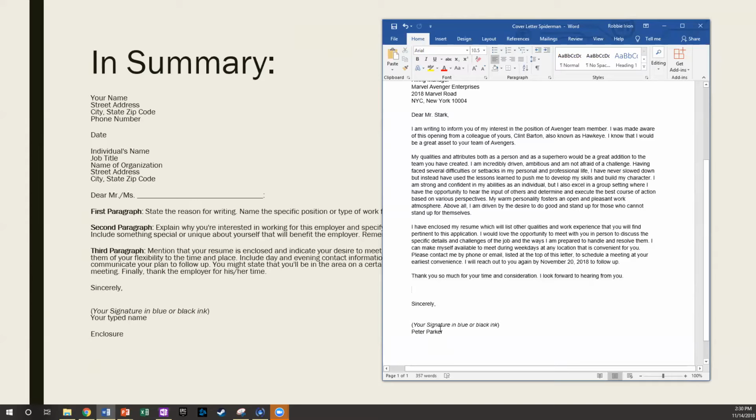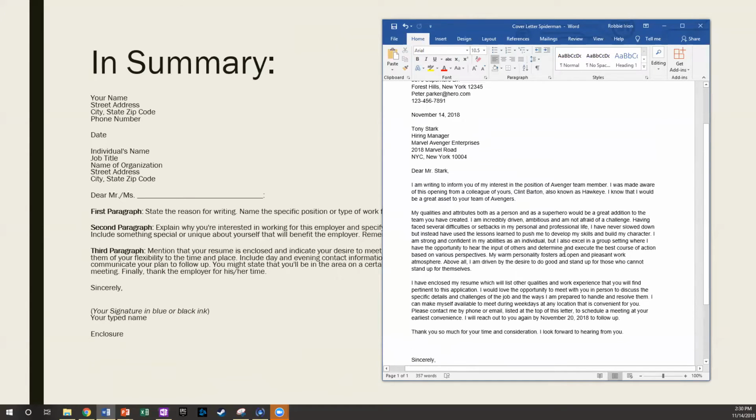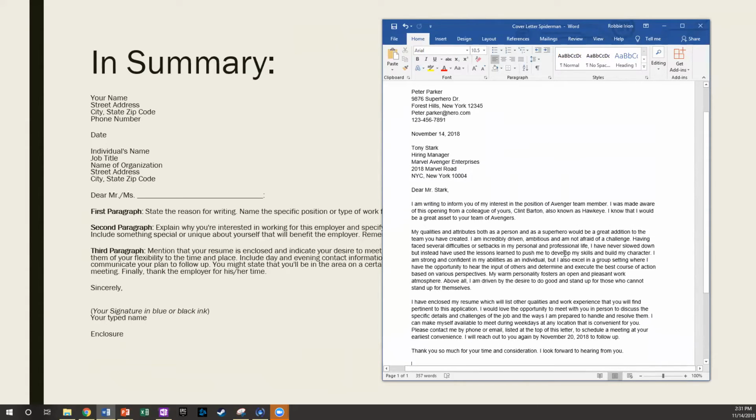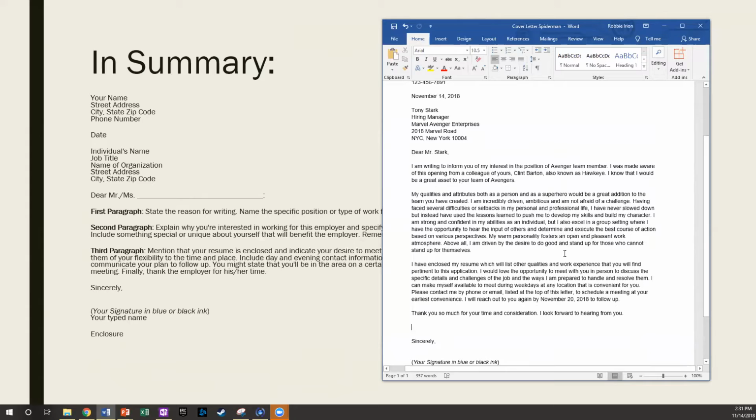So you have your name typed, but then you're going to print off this page and actually hand sign it with your hand in between those two things. So that is an example of a cover letter. Obviously, it's kind of a ridiculous example because it's Spider-Man, but this is if Spider-Man was applying for this specific job, and you can see the attributes that he states and the people that he knows that told him about this job.